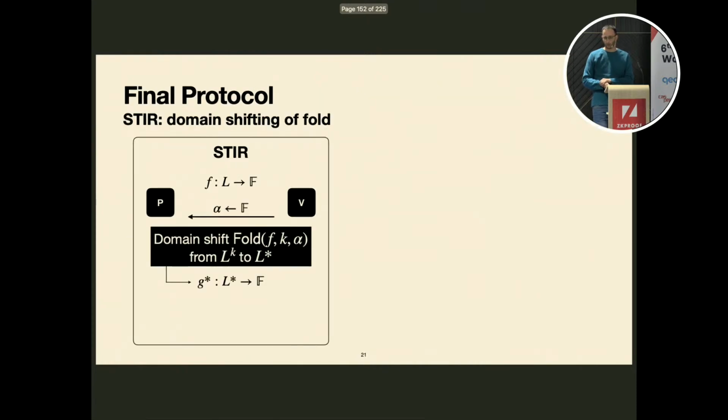So just the final protocol, how does it look? We have a function f that we want to test. What we're going to do in one step is fold and shift the function. So instead of just folding and folding and folding and checking consistency, in one step we fold and shift it to a larger domain. So this would be one step of an iteration of STIR. And so we have this function g star, and then we're going to recurse on g star and do this again and again.